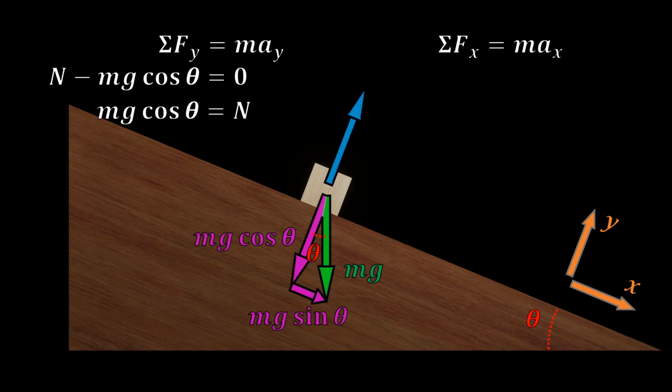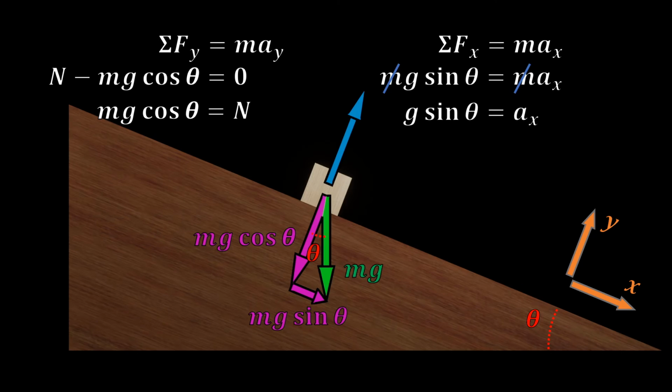Now we consider the forces acting along the incline. The only force present here is the x component of gravity, mg sine theta. This equals mass times the x acceleration. The masses cancel, and we're left with a sub x equals g sine theta. Because the y acceleration is 0, g sine theta down the incline is the only acceleration.